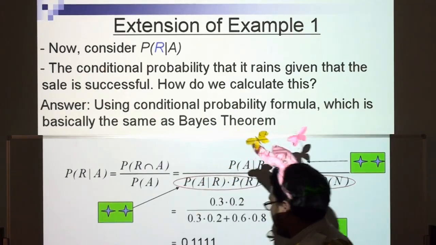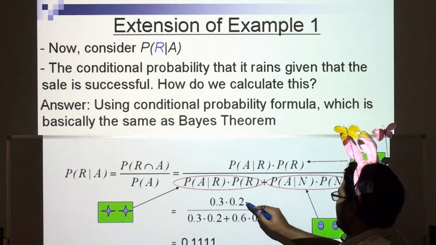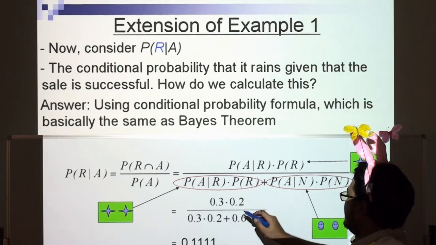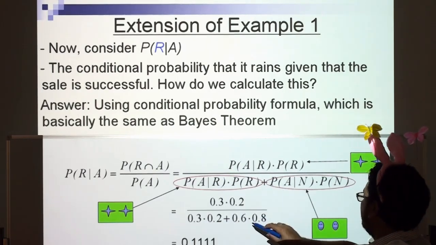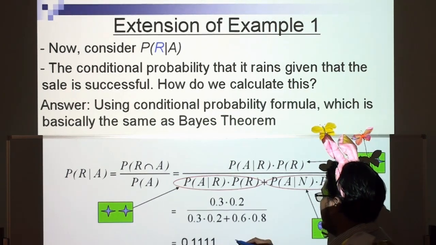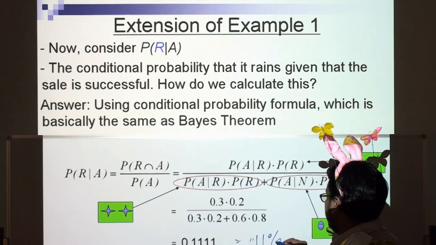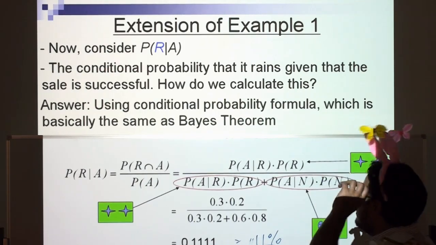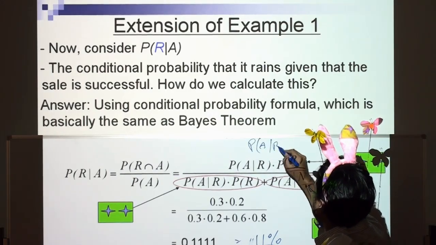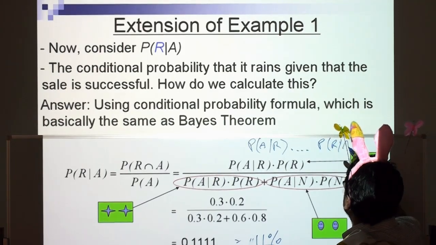And we can also put it in the conditional probability formula, and then we get 0.3 multiplied by 0.2 on the top, over 0.3 times 0.2 plus 0.6 times 0.8, which equals 0.1111, which is basically 11%. Okay, so not only can we calculate probability of success with rain, we can also do probability of rain given success.